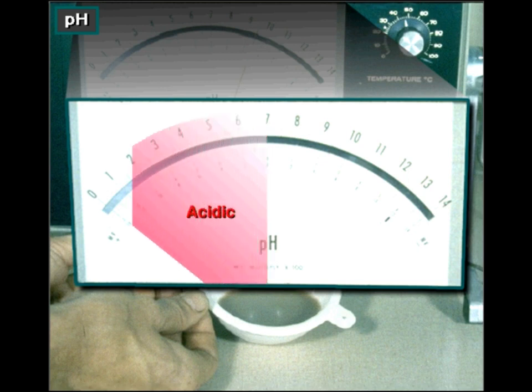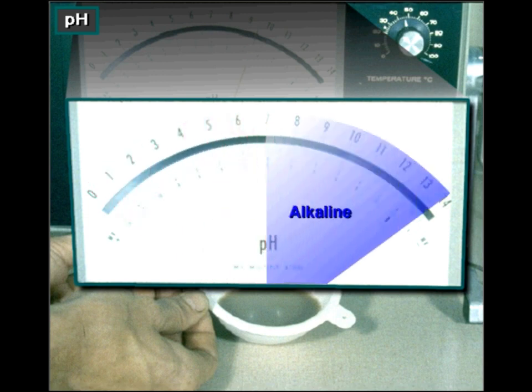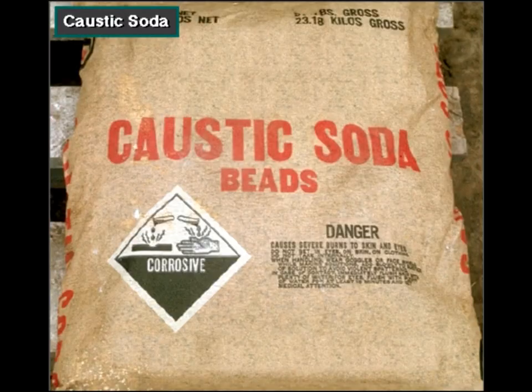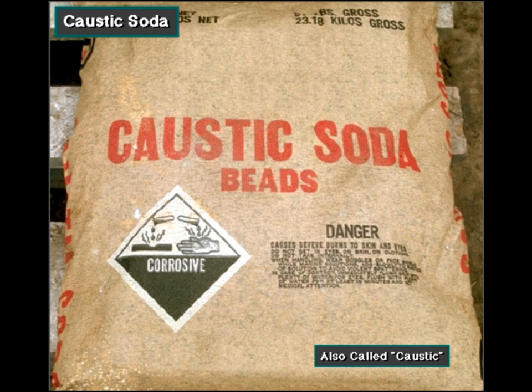Mud with a pH below 7 is acidic. A pH above 7 shows that the mud is alkaline. Most drilling muds require a high pH, at least 9 or higher. Because mud needs to have a high pH, another common mud additive is caustic soda, or sodium hydroxide. Caustic soda is often called caustic.